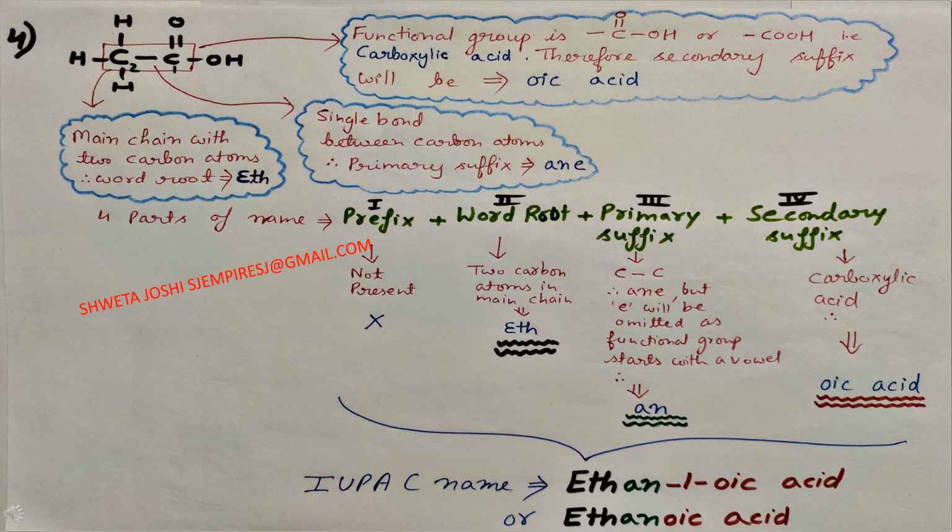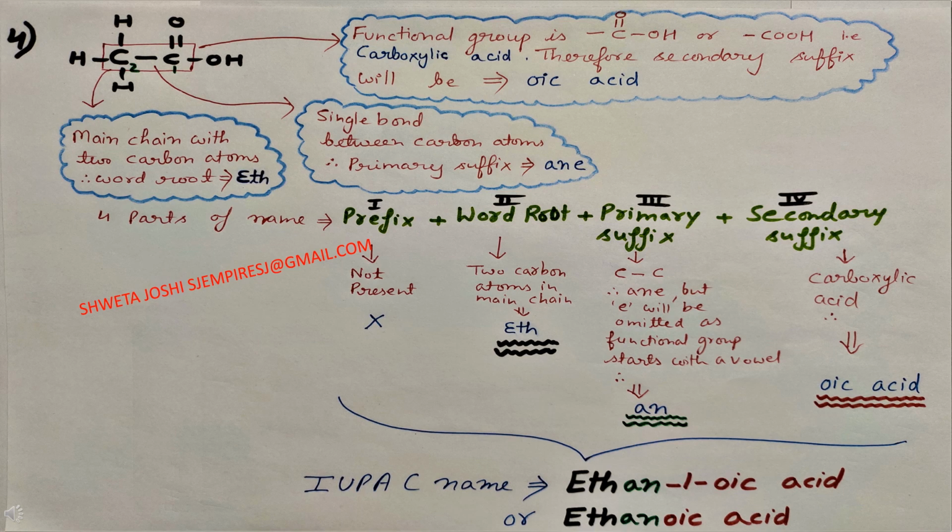So our next compound is CH3COOH. In this case, there are no substituent groups, but the functional group COOH, that is the carboxylic acid group, is present. So the first part of the name, that is the prefix, will be skipped. The second part of the name, that is the word root, will be eth because of 2 carbon atoms in the main chain. Now the primary suffix: since there is a single bond between carbon and carbon, it will be ane.